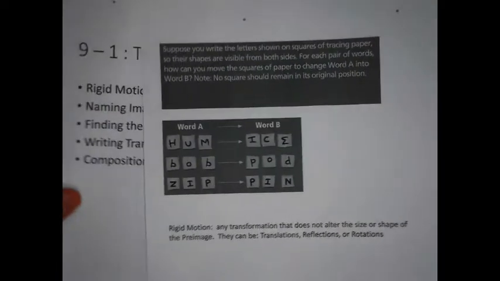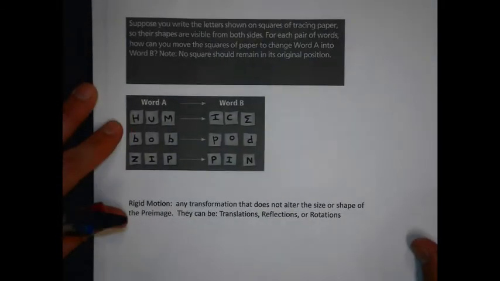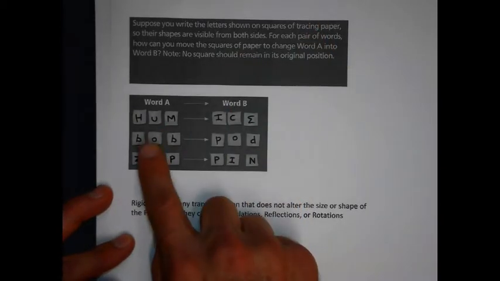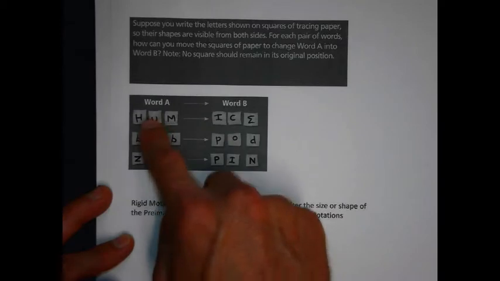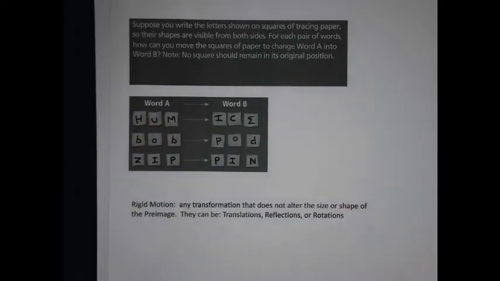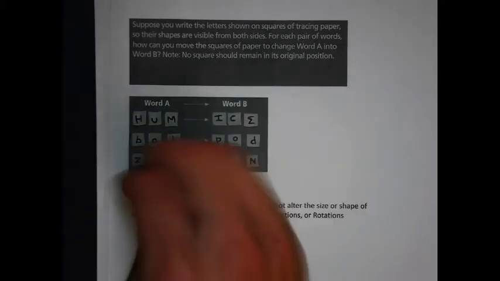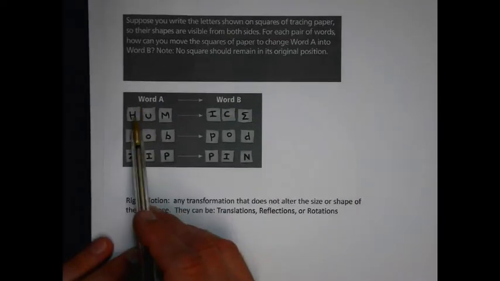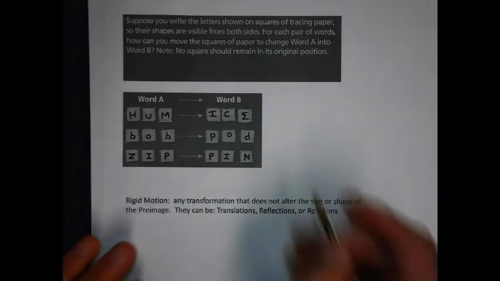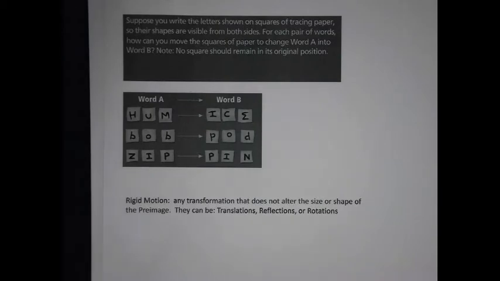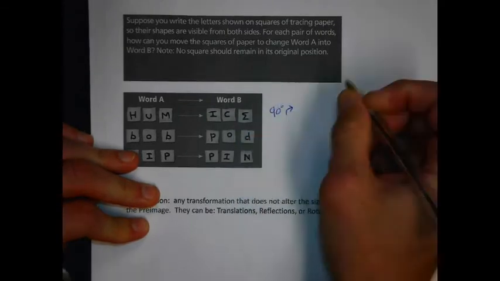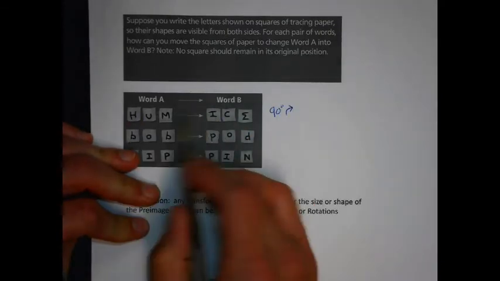So here's the activity. We're going to suppose that we have letters shown on squares here on tracing paper. So we're going to imagine that we can see the shapes on both sides. And then for each pair of words, how is it that we're going to move those squares around to make the word in B? So we have this word A. How can we do that in word B? So if we look at this first tag, how do we make this H into this I? You know what we have to do? We have to rotate that H 90 degrees to the right. So we can say we'll rotate that 90 degrees to the right. So if we were to rotate that H, we'd have this.